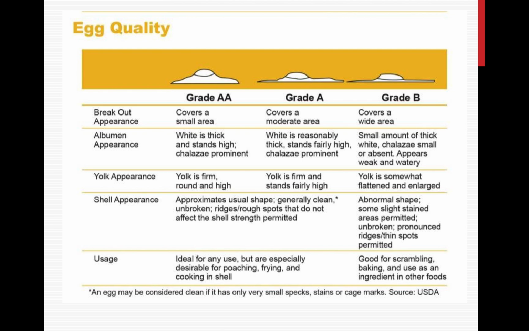In case of A grade, it covers a moderate area, the white is reasonably thick and stands fairly high. The yolk is firm and fairly high. This type of egg usually has a perfect shape, and no ridges or spots that can affect the shell strength are usually permitted. This type of egg is also used for the purpose of poaching, frying, and egg cooking.